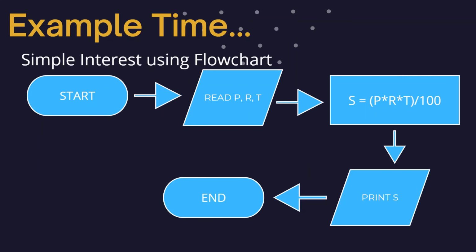Now, after getting the basic knowledge about flowcharts, let's discuss simple interest using a flowchart as an example. Here, first we start the flowchart, then as an input we read principal, rate and time. Then for processing, we use the formula for calculating the simple interest: SI equals P multiplied by R multiplied by T divided by 100. Then we return the simple interest or print the simple interest. And then we end our flowchart.